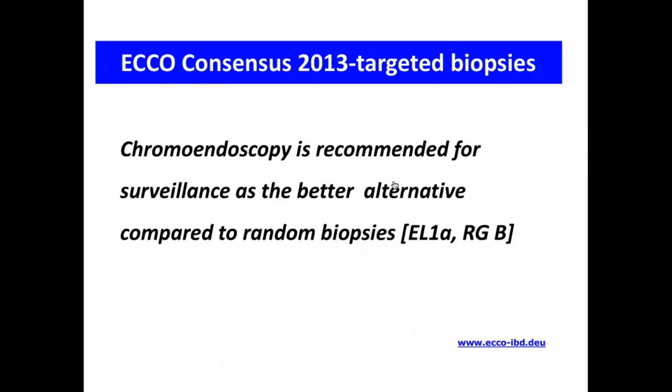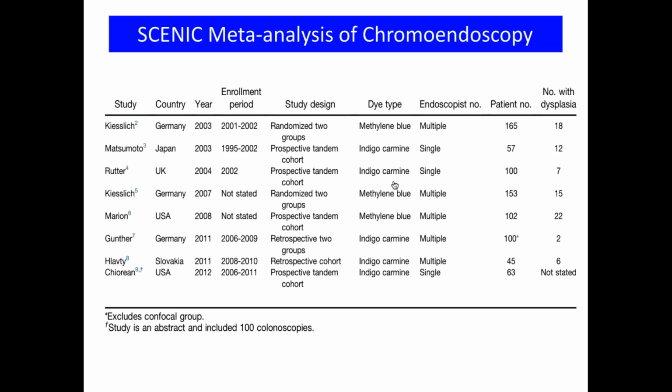Where are we going? So the ECCO guidelines in 2013 recommended chromoendoscopy with targeted biopsies should be considered the standard of care to increase the detection rate of intraepithelial neoplasia in patients with IBD. And recently, the SCENIC meta-analysis of chromoendoscopy confirmed that chromoendoscopy has to be adopted as a standard of care for improved detection rate of dysplasia in patients with long-standing IBD.